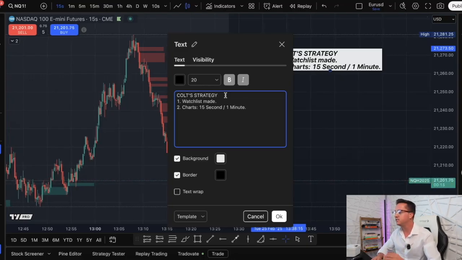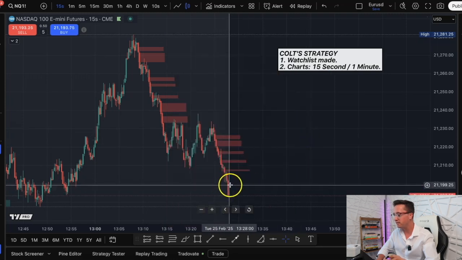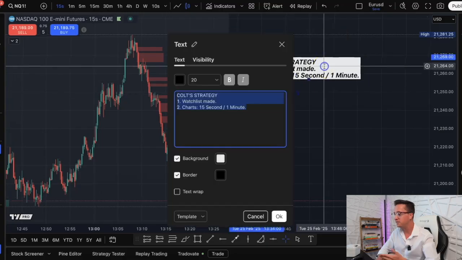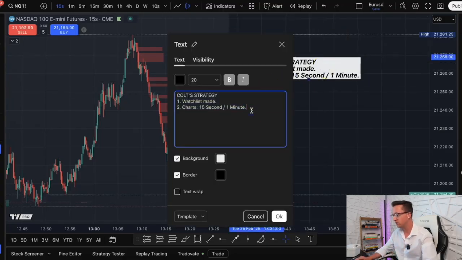So I like these smaller time frames because they give me data much, much quicker. On the 15-second time frame, we have a new candle opening up every 15 seconds. Therefore, my data is going to be given to me much, much quicker. So we have our watch list, we have our charts. Now let's go into the timing.